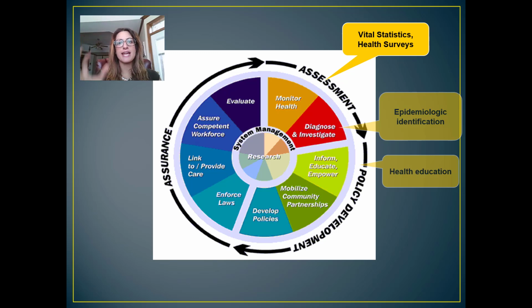What are some of the answers? What are some of the interventions that we could put into place to increase the likelihood that people can live healthier lives? And last but not least, we want to assure that we have a healthy workforce and that we have high quality healthcare facilities. How do we enforce those laws or policies that we've created? How do we make sure that people have access to care and that they've got high quality care? And how do we make sure that these healthcare providers are actually really good healthcare providers?